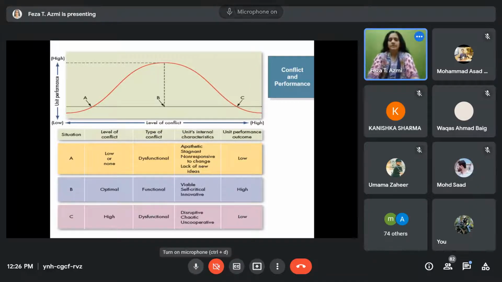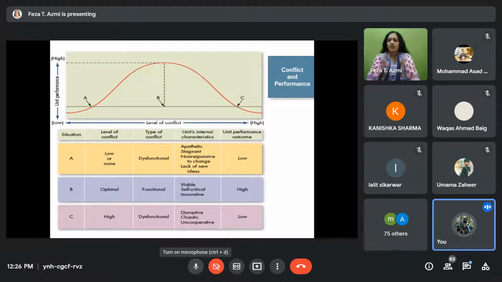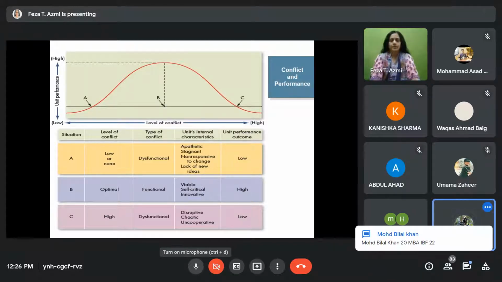Mohammad Asad? Ma'am, when there is more performance to do, Razeen, there is a high level of conflict when there is low performance.